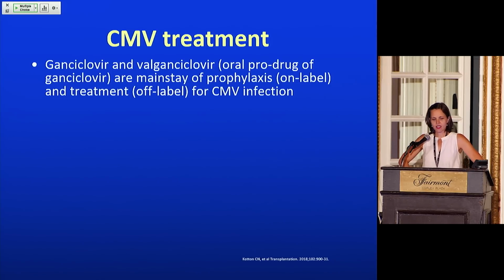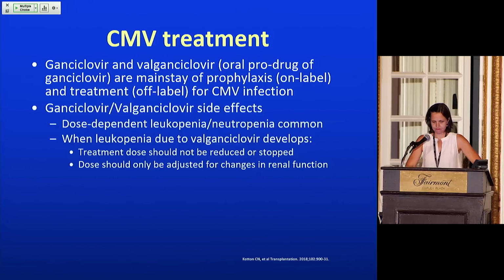So how do you treat it? Ganciclovir and valganciclovir are the mainstay of treatment. Ganciclovir is only available IV in the US now, and valganciclovir is the oral prodrug of it. The side effects, you all probably know, both of these drugs can cause some pretty terrible dose-dependent leukopenia and neutropenia.